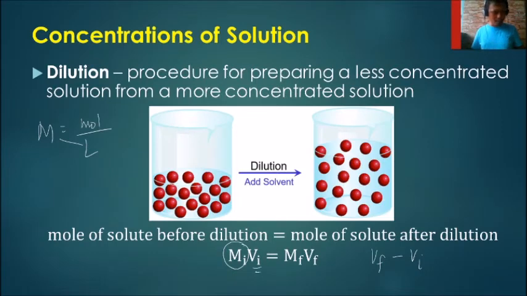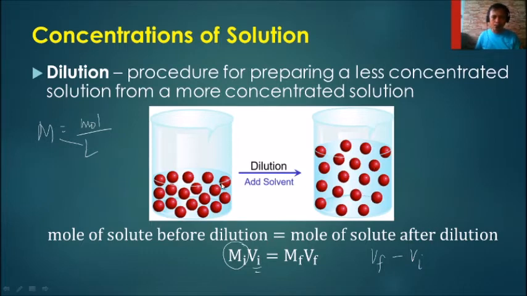Ngayon naman, let's go to the dilution. Ayan. So, ano naman ang meron dito sa dilution? Basically, ang ginagawa po dito is preparing a less concentrated solution from a more concentrated solution. So, let's say, meron kang mataas na concentration na meron dun sa solution. So, for you to decrease the concentration, so what you are going to do is to add solvent. So, magdadagdag ka ng solvent provided that the solute is constant pa rin. So, hindi naman magbabago yung solute.